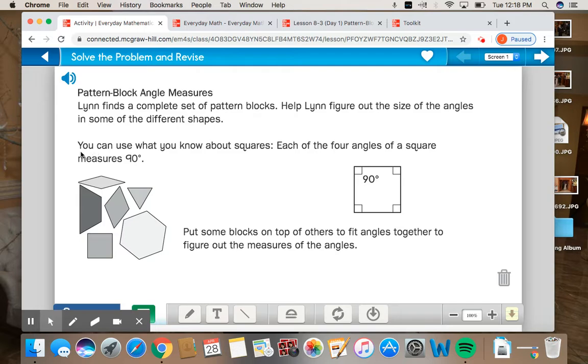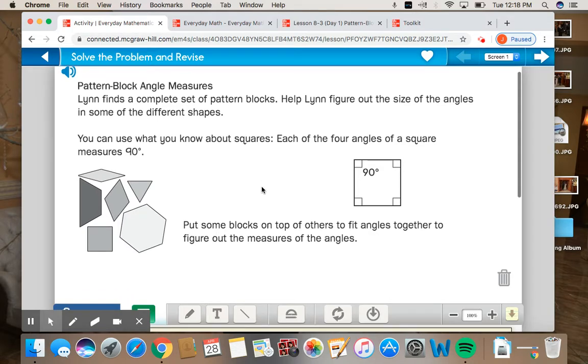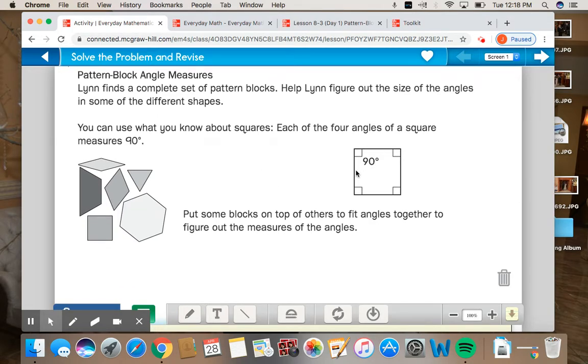You can use what you know about squares. Each of the 4 angles of a square measures 90 degrees. So I know that this angle in here is 90 degrees. They're all 90 degrees. We're going to need that number. That 90 is going to be super important. Because in math, we use what we're given or we use what we have to figure out what we don't have. So we need to use that 90.